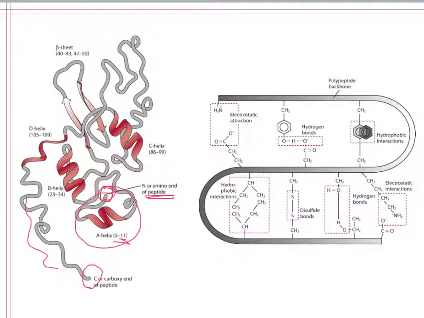Then you'll have different structural elements throughout. You see some alpha helix, some beta sheets at the top here. So there can be various secondary and tertiary structures throughout the protein. And then on the right it shows some of that as well with some of the other elements: disulfide bonds, hydrogen bonds, electrostatic attraction, various ways that those amino acids can interact to make that protein take its shape.